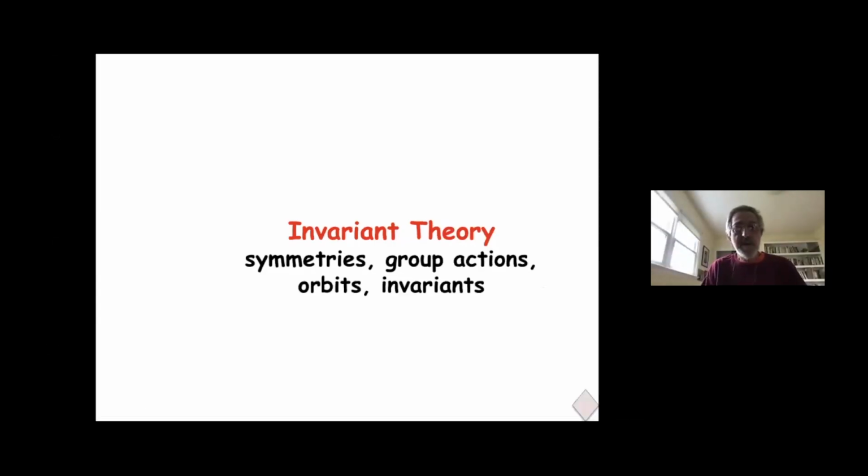So I said that to analyze this algorithm, we need tools of invariant theory, and I'm going to give you the minimum I can give you about invariant theory. For this talk, I should say that this project made me start giving survey talks about invariant theory, and you can find some on my website. So invariant theory studies symmetries, or in other words, group actions.